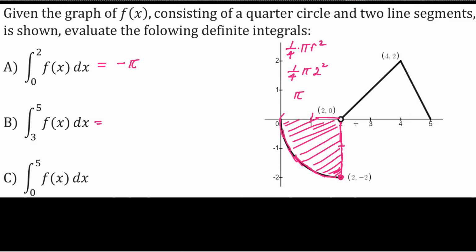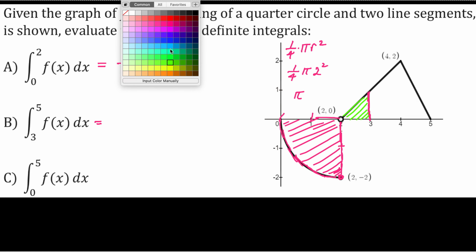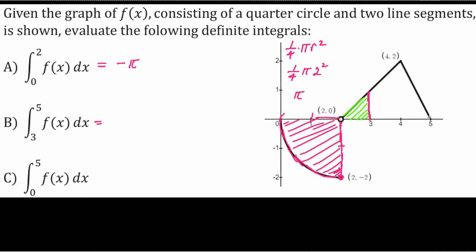Now, from 3 to 5, we got to be a little careful. We got to just make sure we're nifty with our geometry. I could find the area of this, let's do it in a different color. I could find the area of this green triangle. And then I could find the area of this orange, the big orange triangle. And I could subtract to get the area that remains. So I want the area from 3 to 5, right? I want from 3 to 5 here.